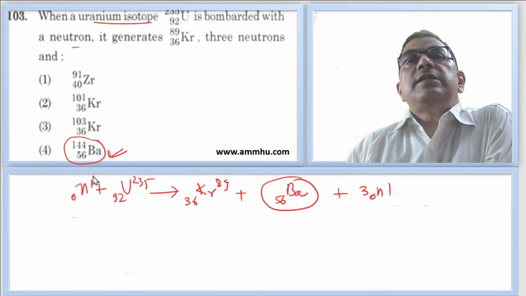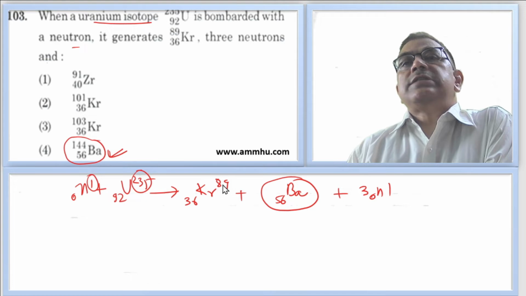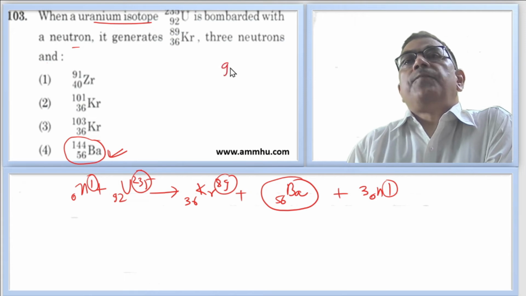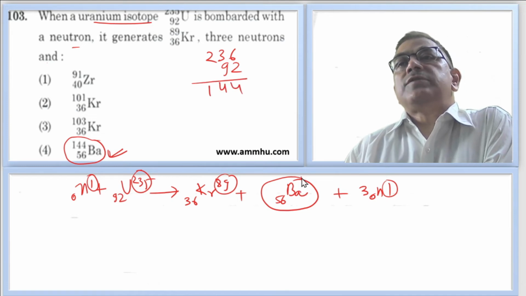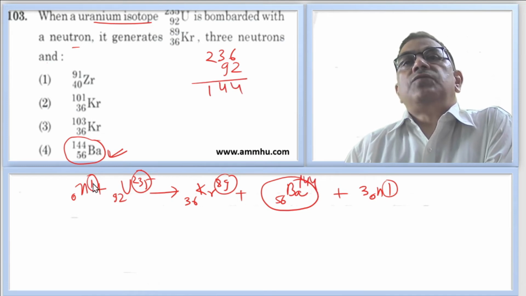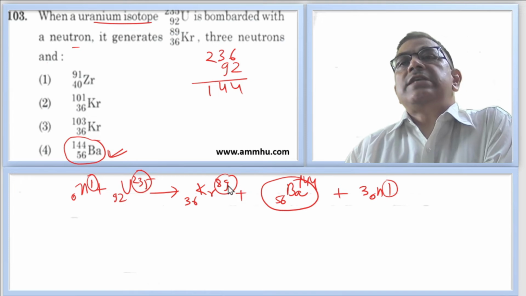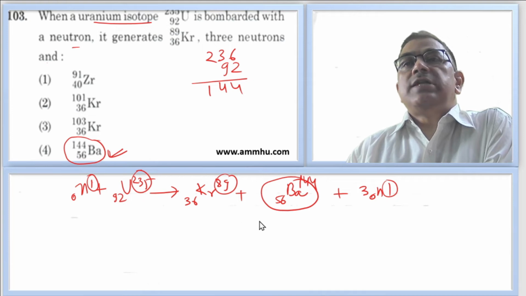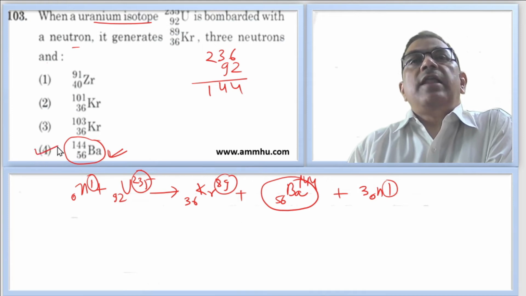And for further analysis, let's try to conserve the mass number as well. This is 236 on the left hand side, and on the right hand side, this is 89 and 3, this is 92. 236 on the left hand side. So what is left? What is left is 144. So 144, is that right? So 1 plus 235 is 236, 89 plus 144 plus 3, that will also make it 236. So this is how we arrive at this conclusion. It should be the barium.